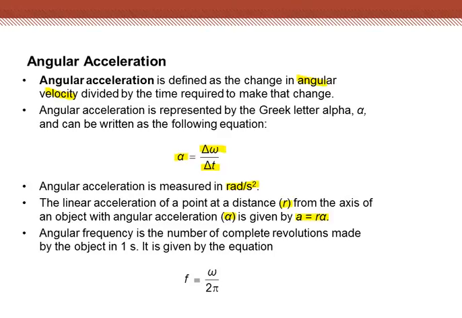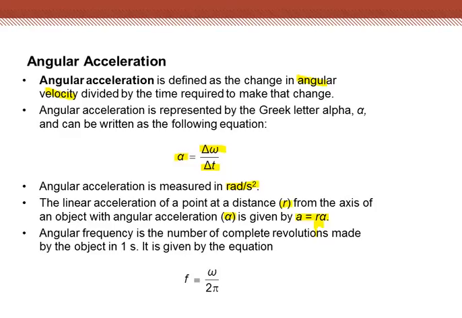So you'll notice a pattern here. To translate from rotational kinematic properties to linear kinematic properties, we just have to multiply by the radius. So to go from theta to x, multiply by r. To go from omega to v, multiply by r. To go from alpha to a, multiply by r.